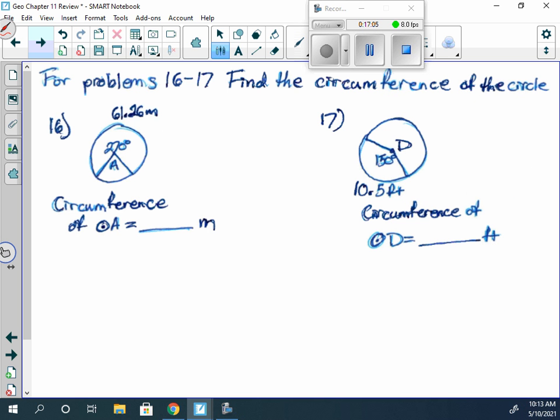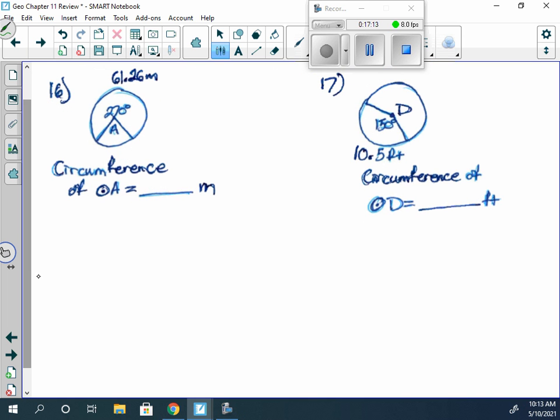16 or 17, which one do we want to look at? 16. So we want to find the circumference of the circle. Well, we know that the arc length, 61.26, is equal to the arc degree. Well, they told us it's 270 over 360 times what? Well, 2 pi r or pi d is what we plugged in the last few times, but 2 pi r and pi d are both what?